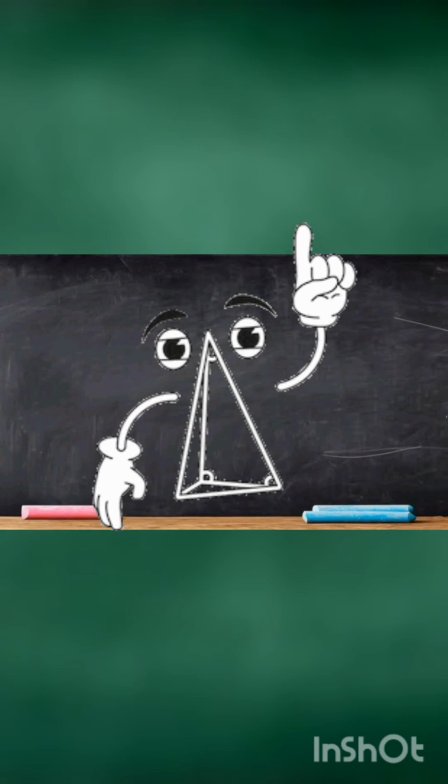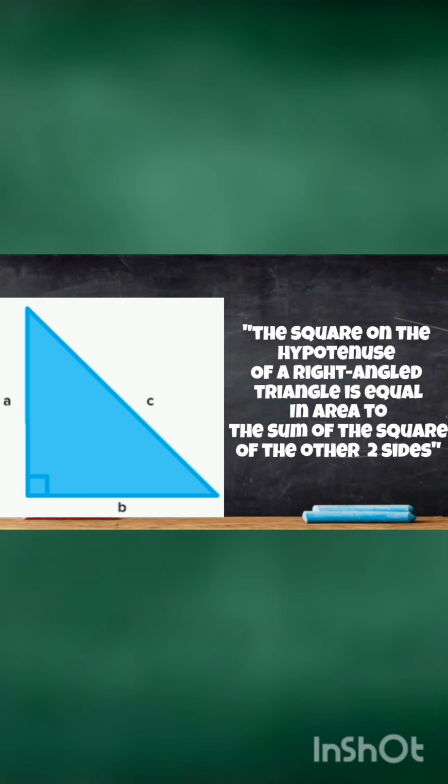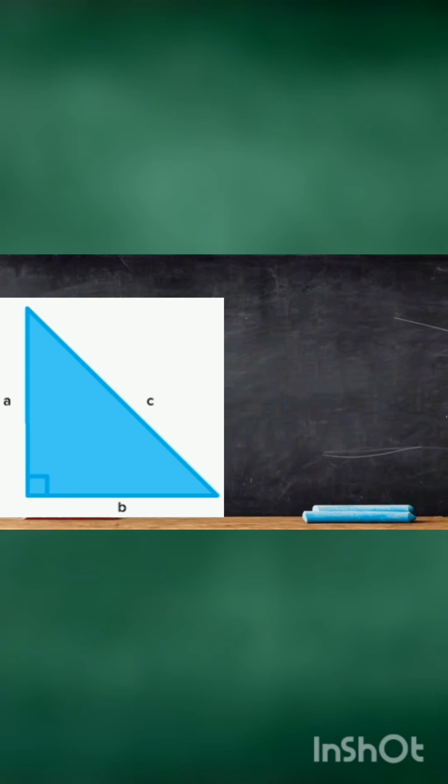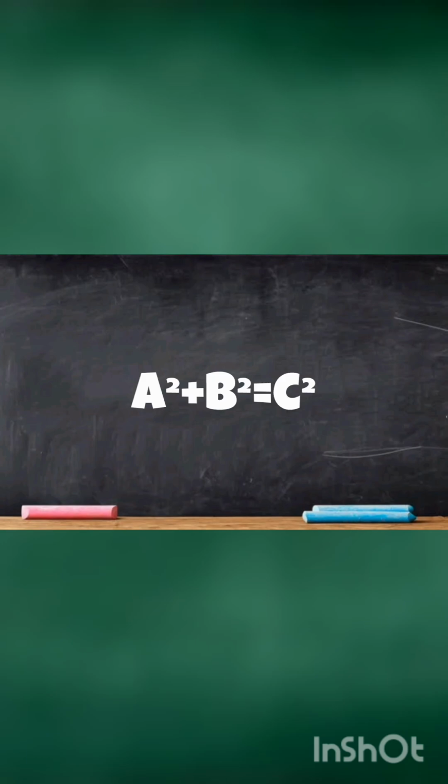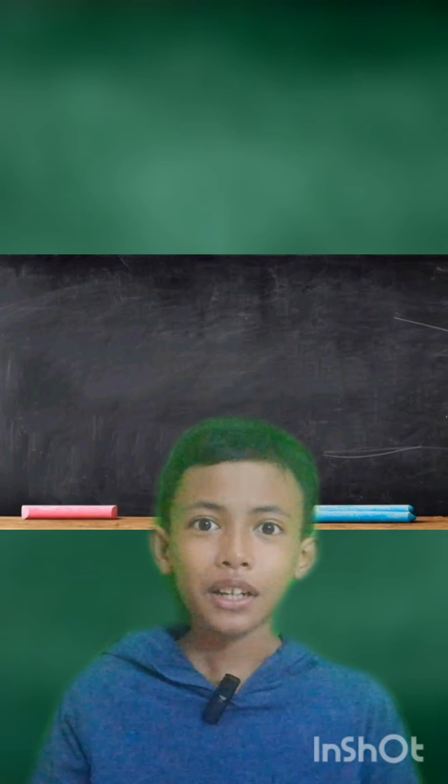Well, the Pythagoras theorem says the square on the hypotenuse of a right-angled triangle is equal in area to the sum of the squares of the other two sides. This theorem can be written as an equation relating the lengths of the sides A, B, and C, often called the Pythagorean equation, that is denoted with the formula A squared plus B squared equals C squared. Confused? No worries. Let us look at each of its terms.